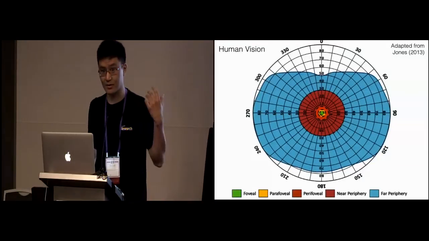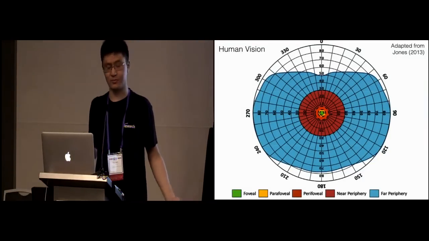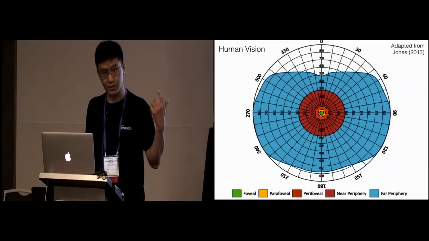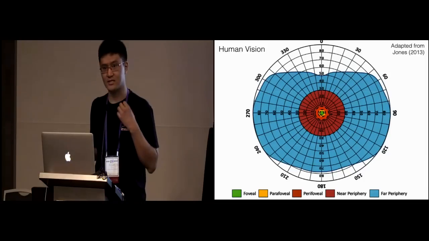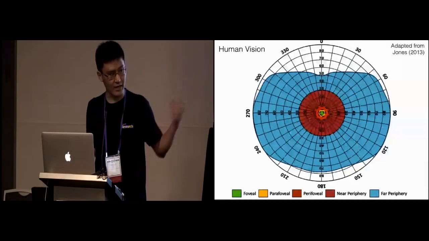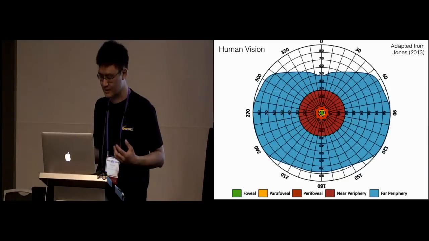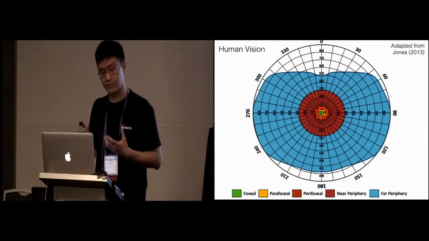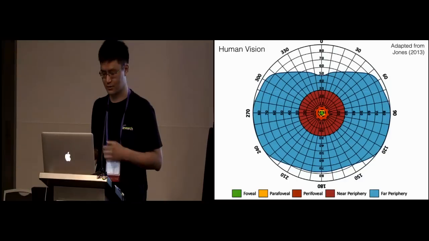So this is a diagram of the binocular field of view of the human visual system. This is from Jones's paper. And you can see in the middle, combining the green, yellow, and orange areas, that's the foveal area, the part that senses detail and color. And on the outside, the red and blue areas, that's the peripheral vision. That's the part that gives you context, motion, and notification. The peripheral vision serves very different functions from the foveal area and has a lot less spatial resolution.